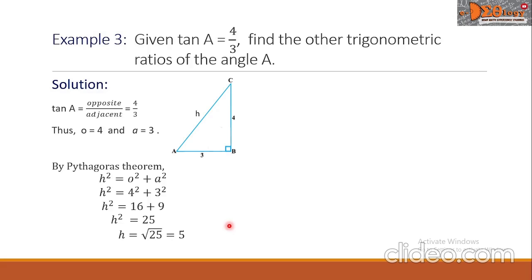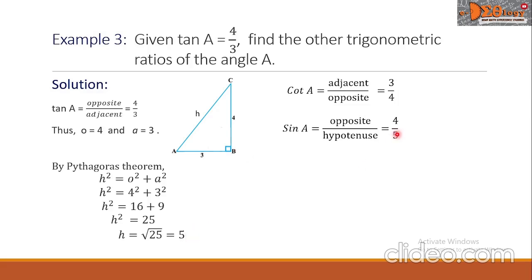Now let us write the other trigonometric ratios. We begin with cotangent A. That is the reciprocal of tangent. The tangent is 4 over 3. That means cotangent is 3 over 4. Next is the sine of A. That is opposite over hypotenuse. Opposite is 4 over hypotenuse, that is 5. So 4 over 5. Then cosine A, adjacent over hypotenuse. Adjacent is 3, while hypotenuse is 5. So we have 3 over 5.